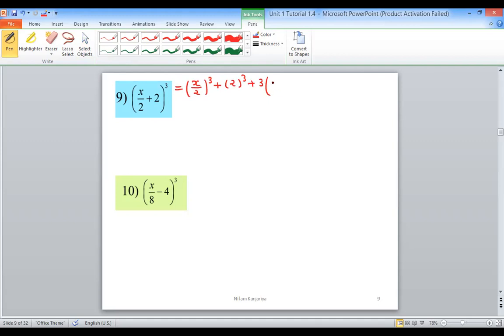Plus 3 into first and second, then both terms addition. So now I apply the square, cube: x cube, 2 cube. Here 2 cancelled. Remaining quantity is 3x and x by 2 plus 2. So don't need to worry about it, just write and go forward.